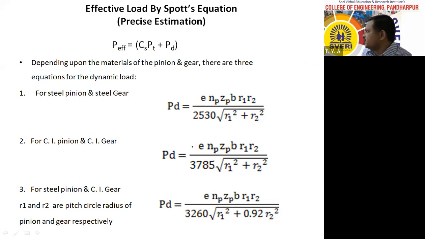Next, here what does E mean? E means total error. NP means speed of pinion. ZP means number of teeth on pinion. In this subject, we are going to use Z as the letter for number of teeth. Remember, therefore, for cast iron pinion and cast iron gear, PD is equal to E NP ZP B R1 R2 divided by 3785 into square root of R1 square plus R2 square.